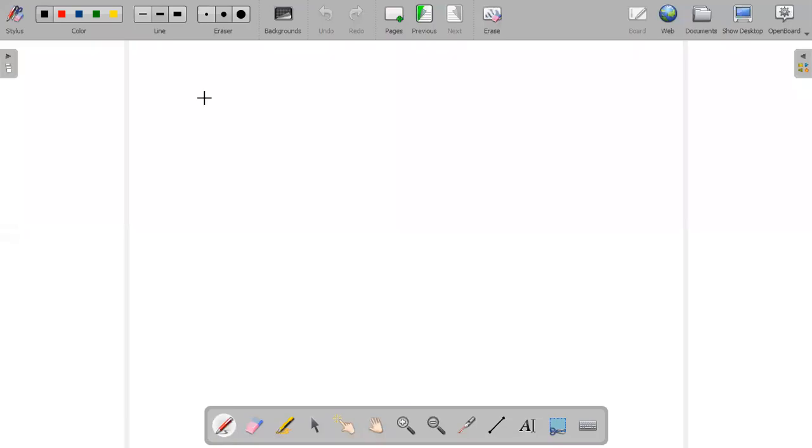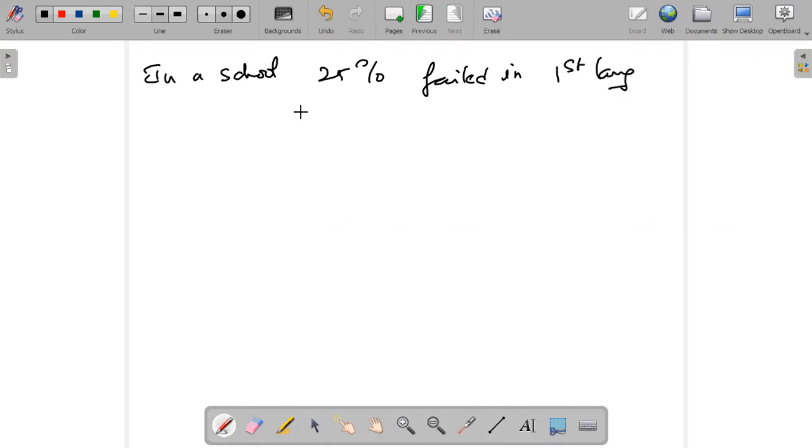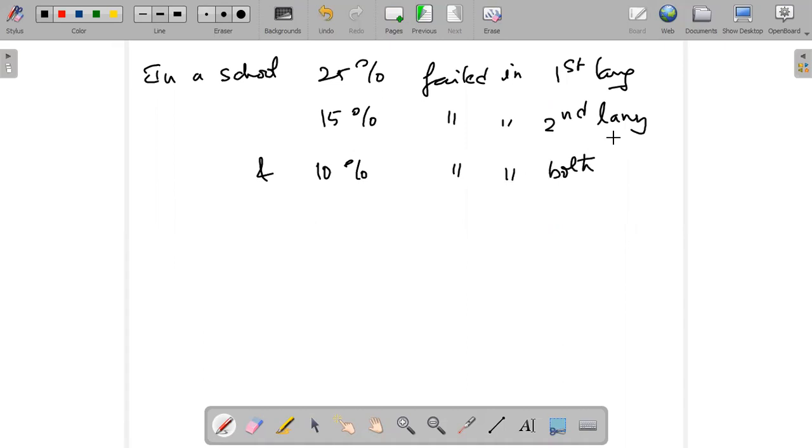Now let us see. In a school, 25% of students failed in first language, and 15% of the students failed in second language, and 10% of students failed in both. Fine.